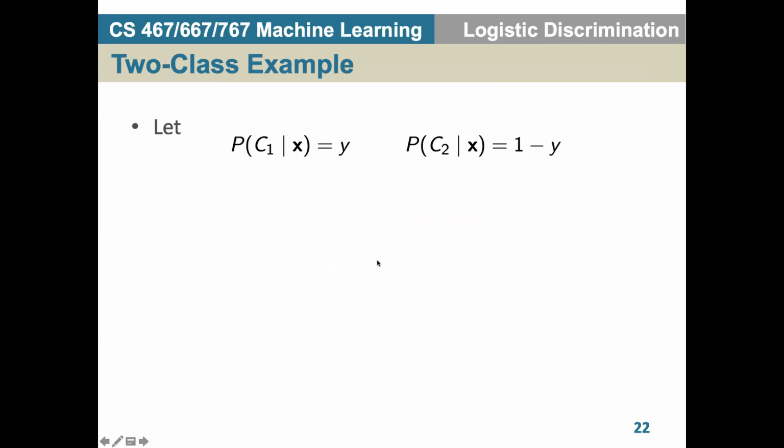Now let's look at the two class example. We assume that when you see data X, it belongs to class 1 with probability Y, and it belongs to class 2 with probability 1 minus Y. So it's like a Bernoulli distribution, like P and 1 minus P. But there's some difference here.